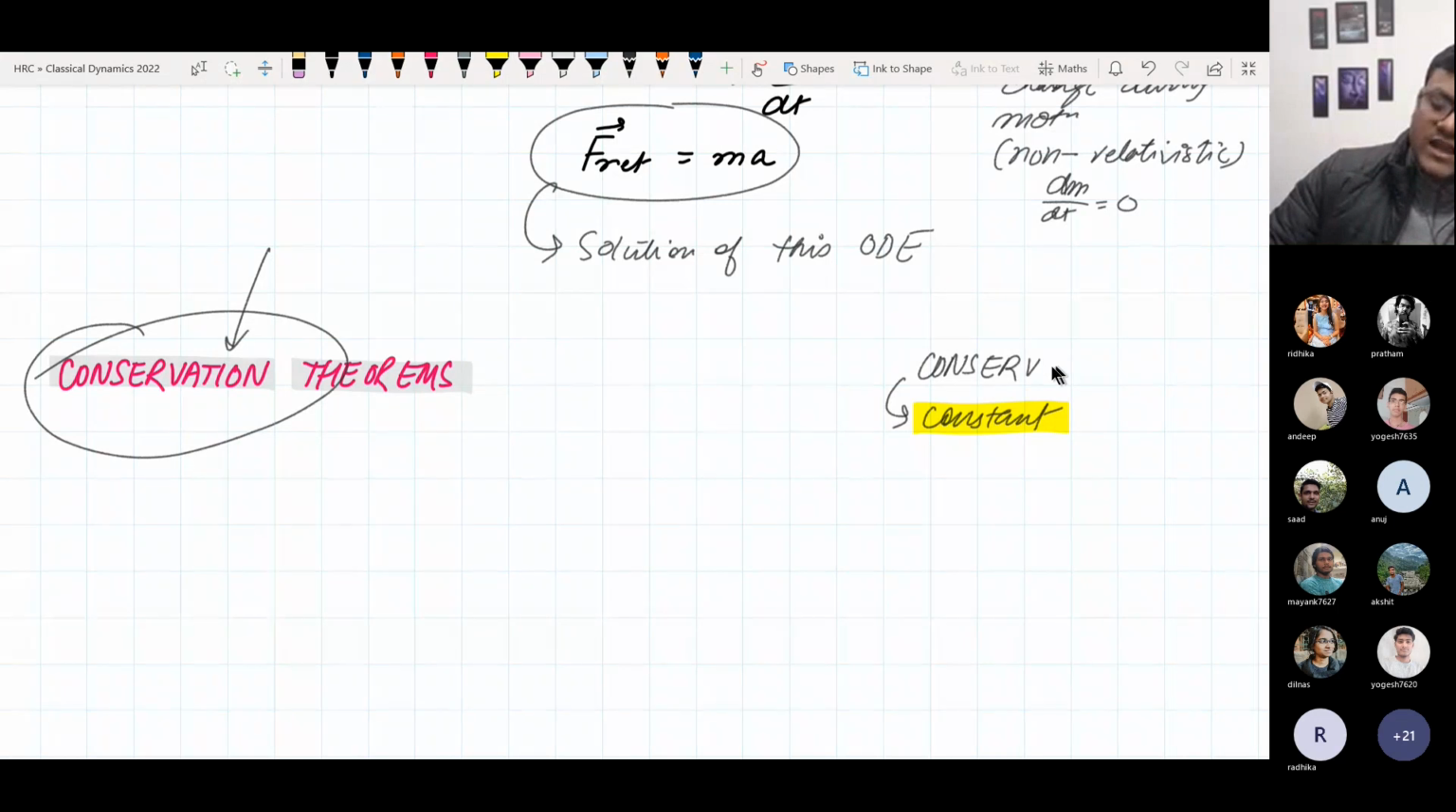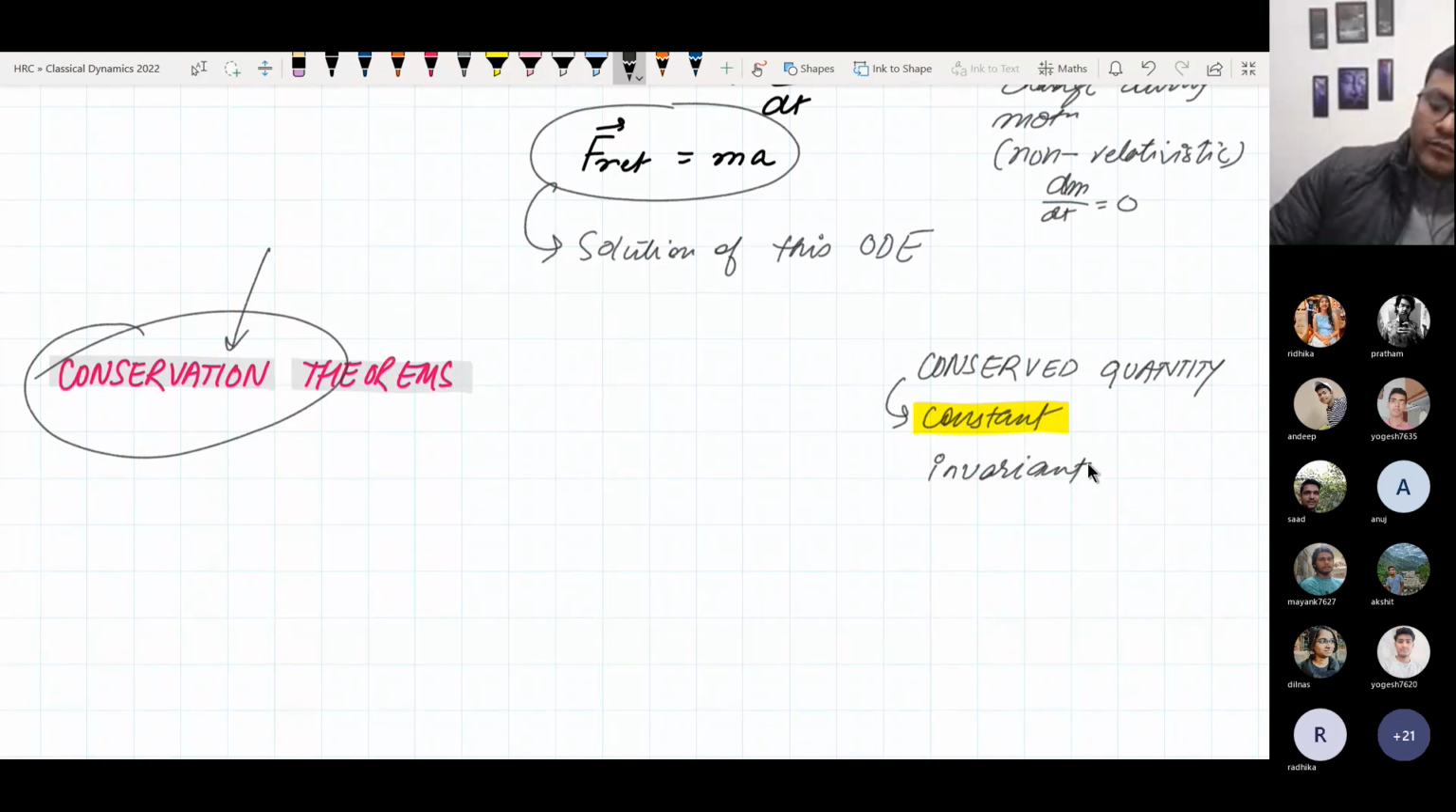What do we mean when we say conserved quantity? Conserved quantity. Same रहना. Okay, what do you mean by invariant quantity?